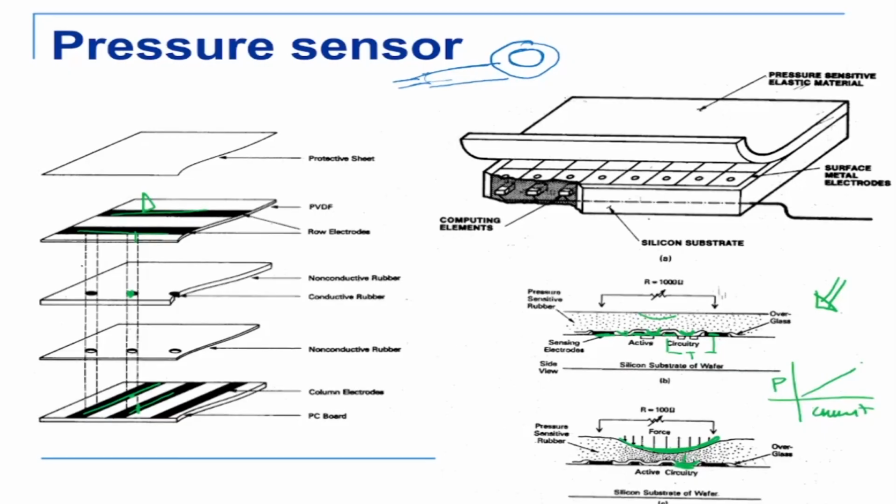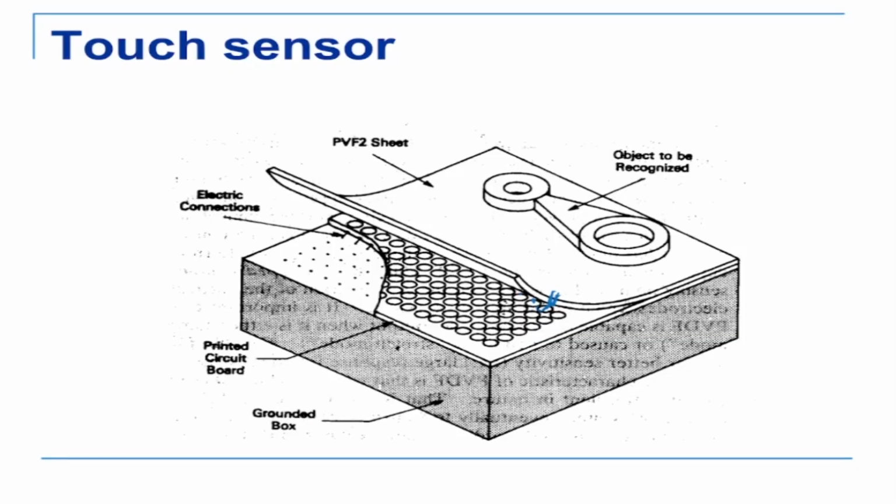So this is a pressure sensor, this is a touch sensor, the previous one is also a touch sensor. Okay, so these are electric connections here, and this is something like a printed circuit board. So when you press, if you're pressing in this area, that place will short, and you know exactly that contact has been made there.